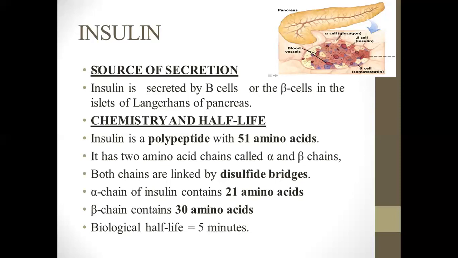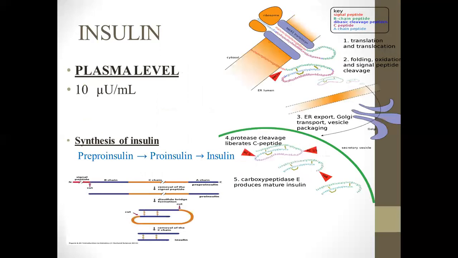The biological half-life of insulin is only 5 minutes. That means within 5 minutes, the insulin will be degraded after performing its action and completing its half-life. If it is not performing its action, then the insulin will be degraded by the liver and the kidney. The insulin plasma level is normally 10 microunits per ml.